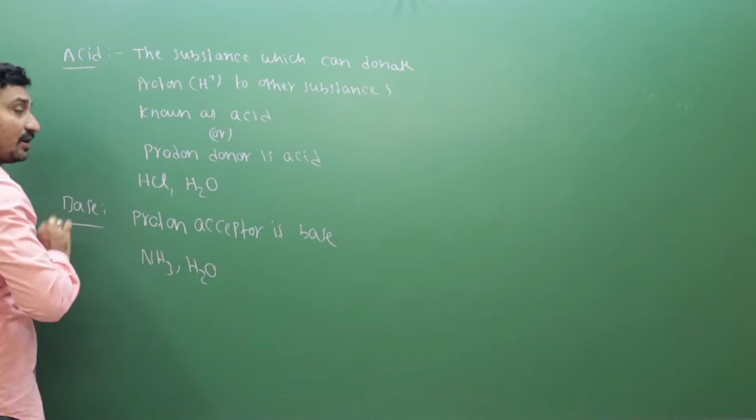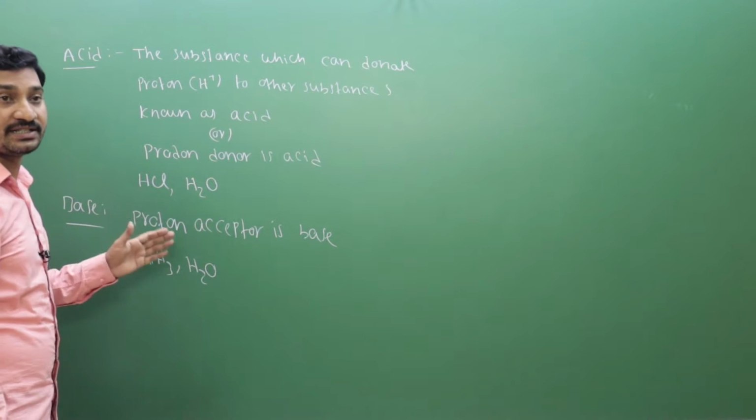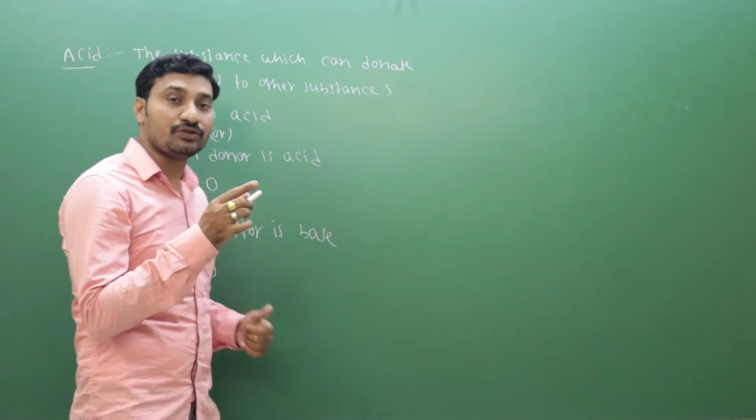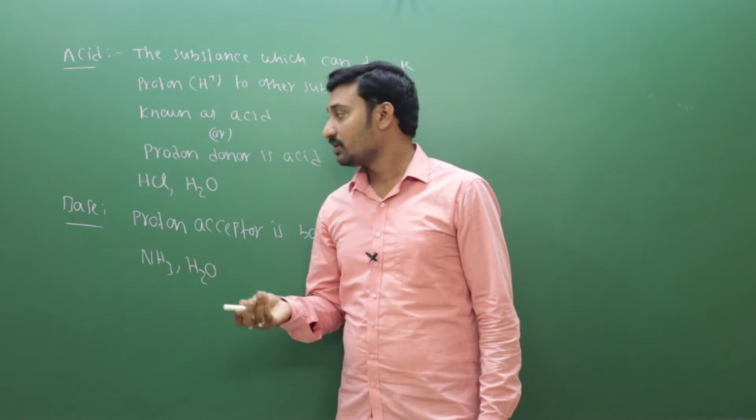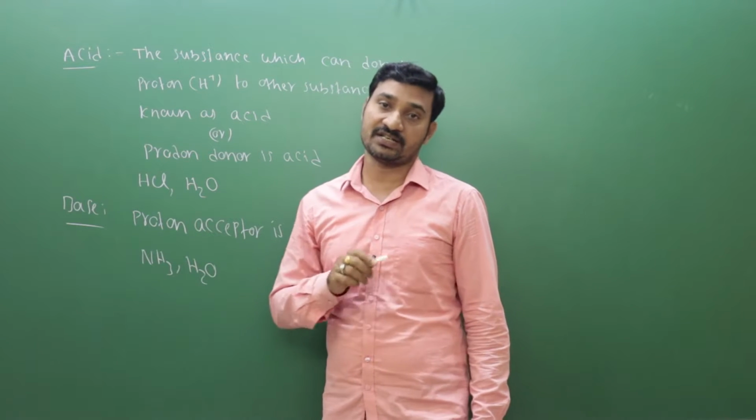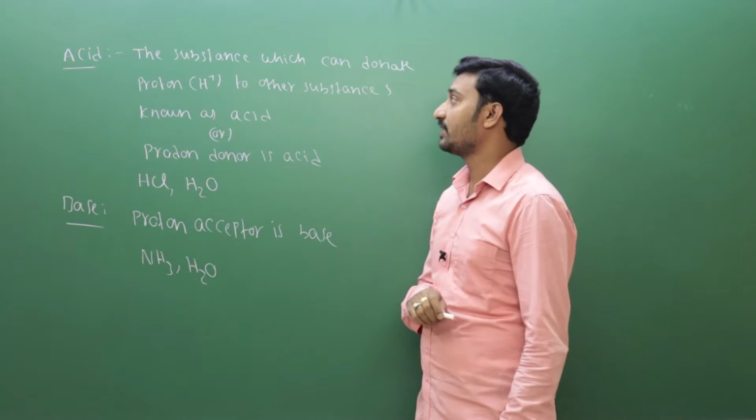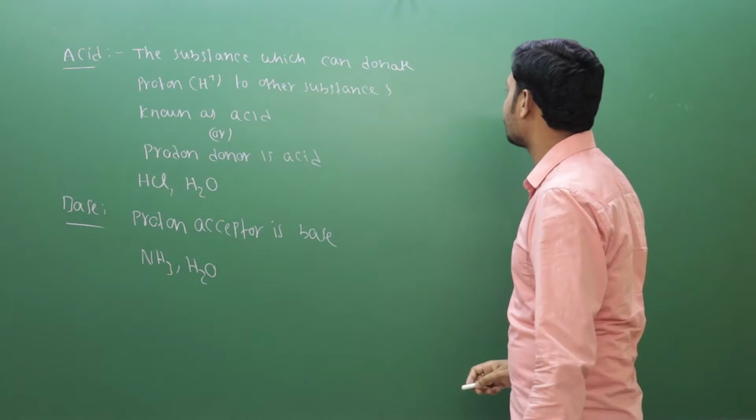Okay, so these are the definitions for acids and bases according to Bronsted-Lowry. An acid is defined as a proton donor, and a base is defined as a proton acceptor according to Bronsted-Lowry theory. Okay, let us discuss some examples.